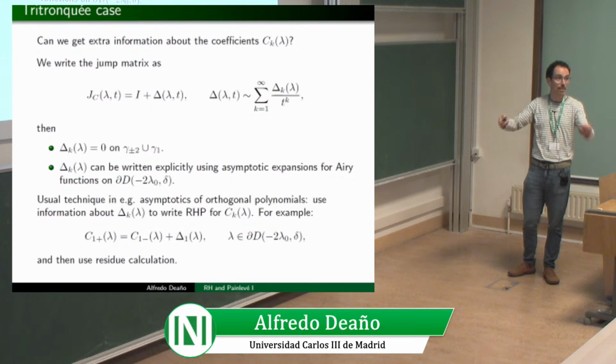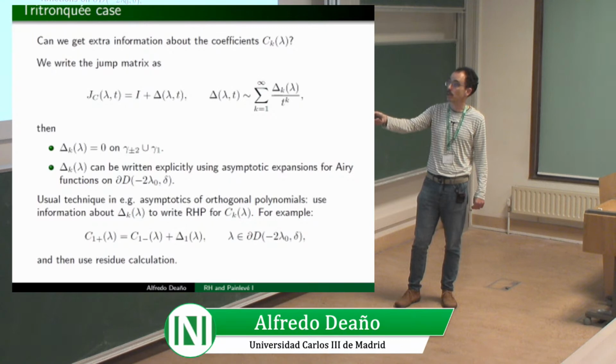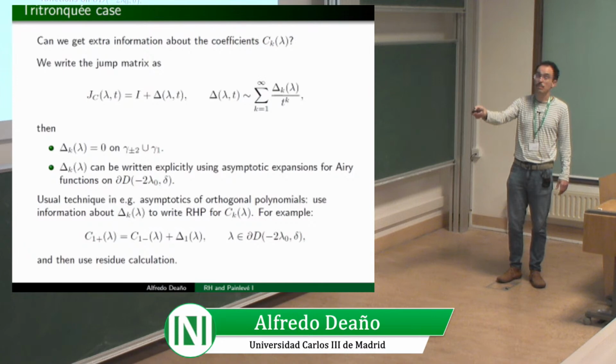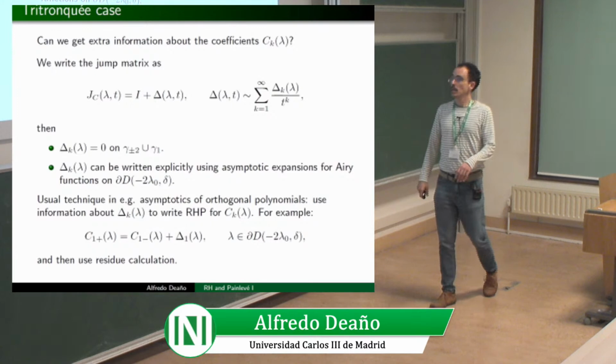And this is through other Riemann-Hilbert problems, not important here, but for example, if you want C1, C1 satisfies an additive Riemann-Hilbert problem with delta 1. Delta 1 comes from Airy functions. You know what it is, how it behaves. You can solve for C1. Then C2 is more complicated, but depends on delta 1, delta 2; C3 on delta 1, delta 2, delta 3, and so on. So it gets more and more complicated, but you can compute as many as you want explicitly.